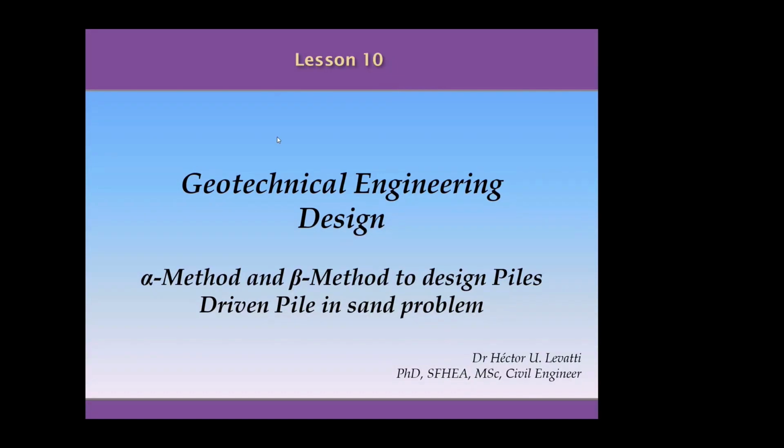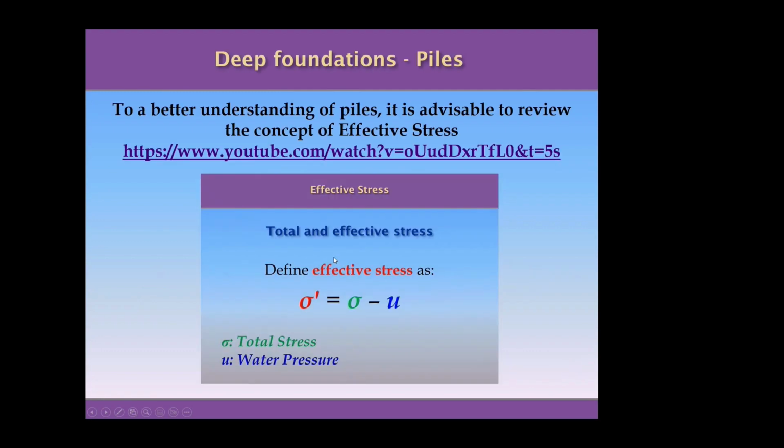With this last session is about something called the alpha method and beta method to design piles, basically. In particular, I will focus the explanation on driven piles in sand, but the alpha method and beta method are the same methods. They are called differently to distinguish between a problem when you have clay or a problem when you have sand. Remember that when you have clay, you will have an undrained condition, and when you have sand, you will have a drained condition in your problem.